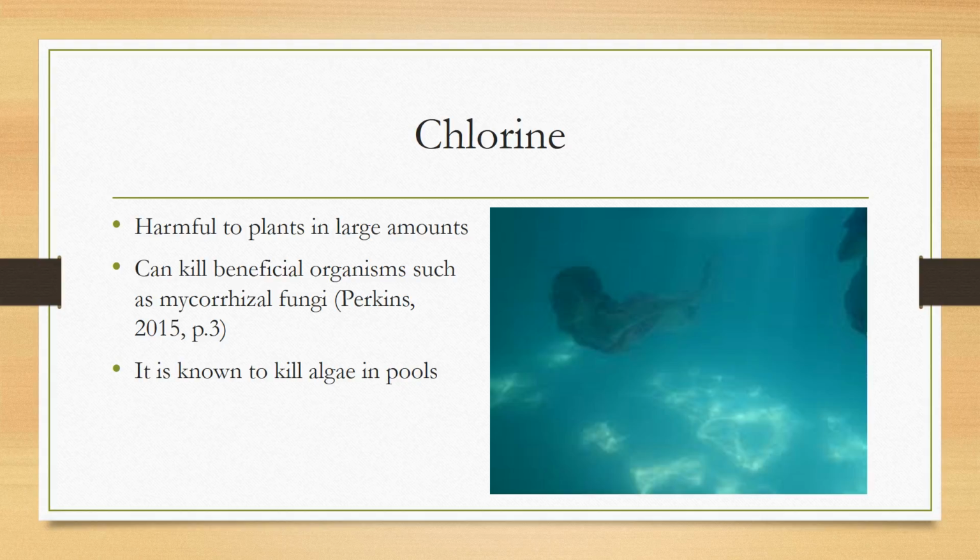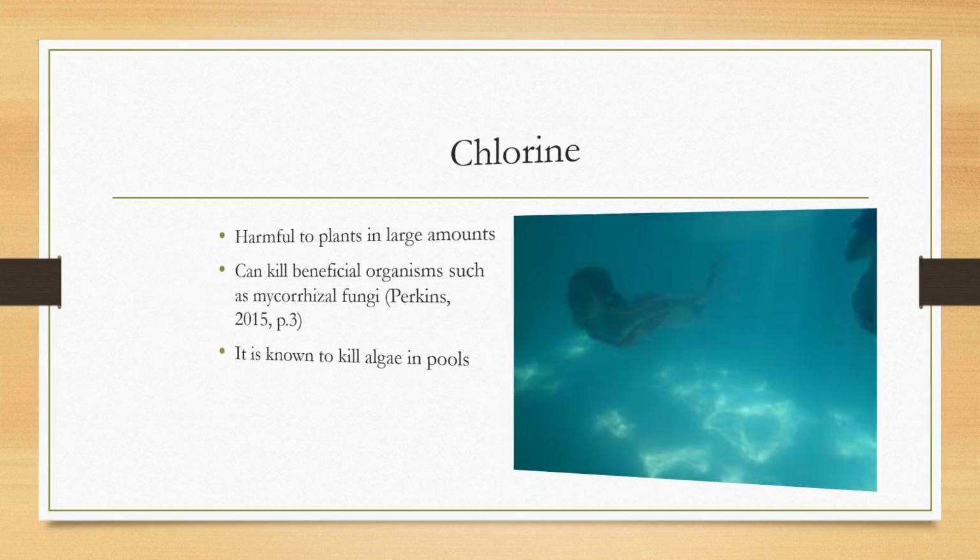Chlorine could also be harmful to plants in large amounts. It can kill the beneficial organisms such as mycorrhizal fungi around the roots of the plant, which have symbiosis with the plants. So, killing those would destroy the biological functions and relationship between the soil and the plant roots. And it is known to kill algae in pools, so that relationship shows how dangerous it can be to plants if it kills other organisms.